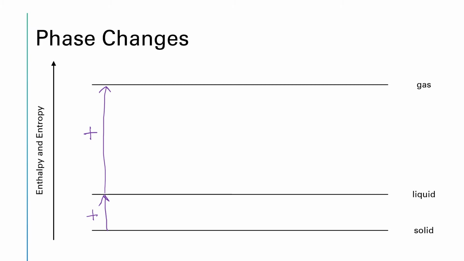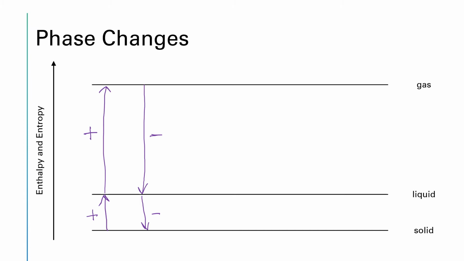Well, what if we reverse these? What if we take a gas and condense it down to a liquid? We're going from a high state to a low state, so the sign would be negative. And if we take that liquid and turn it into a solid, the sign would be negative as well. And again, this is true for both enthalpy and entropy changes.